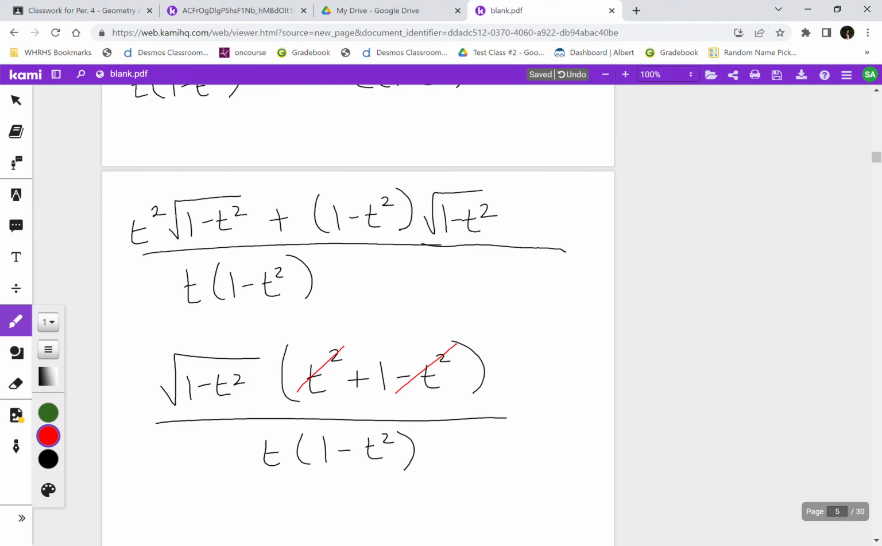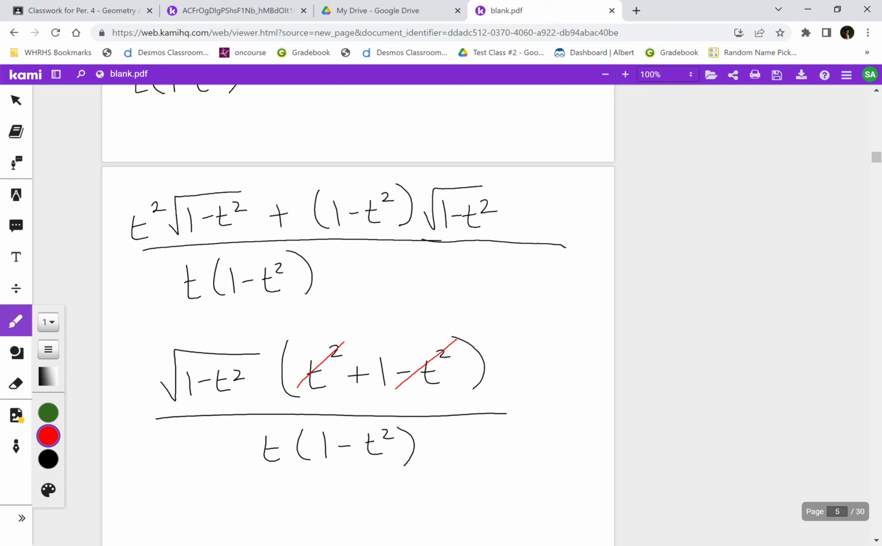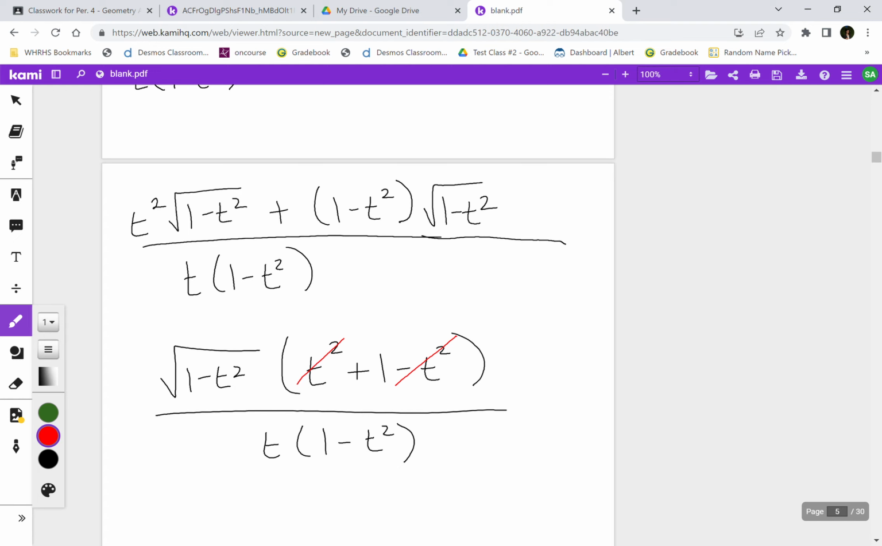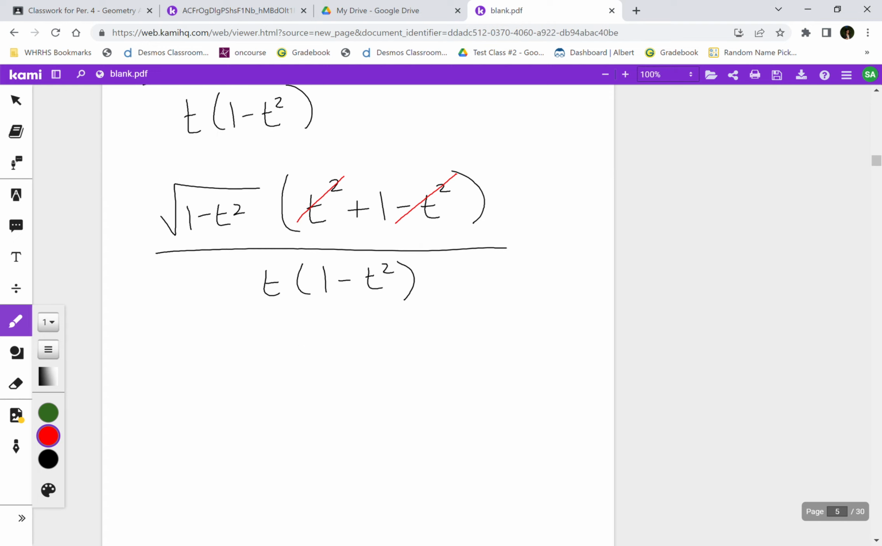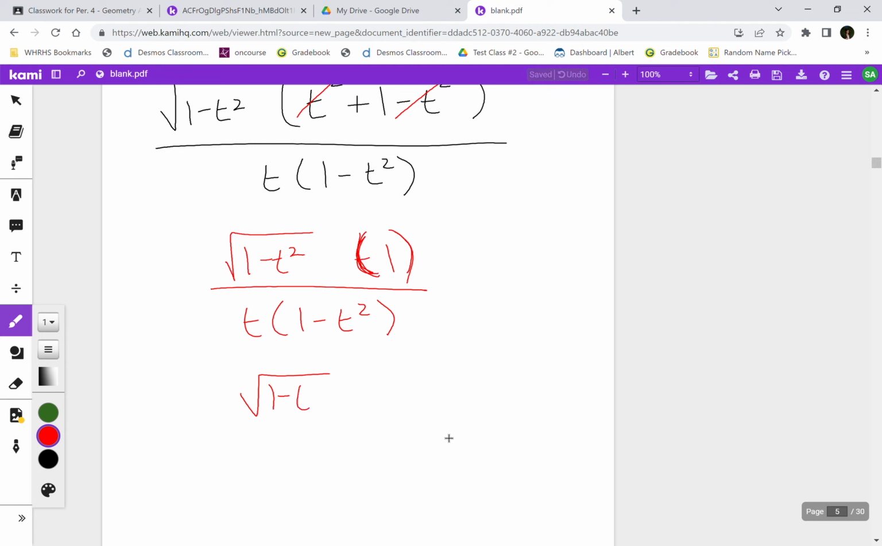So this is going to leave us. Did I mess something up here? We're good? Are we sure? Hold on. T squared, I pulled that out. 1 minus, yeah, we're good. Okay, so that's going to leave us with the root of 1 minus t squared plus 1 all over t times 1 minus t squared. Do we need that times 1? 1 times anything is 1. So we're going to have root 1 minus t squared over t times 1 minus t squared.